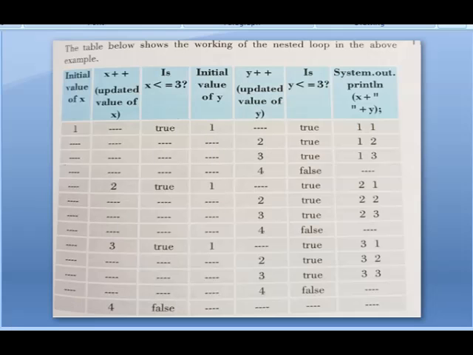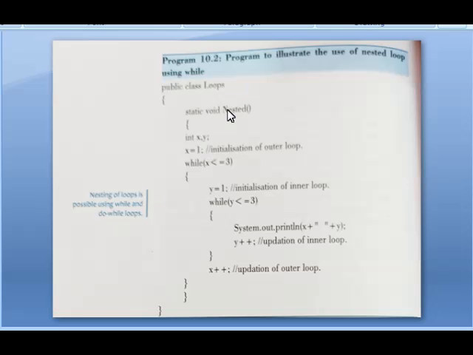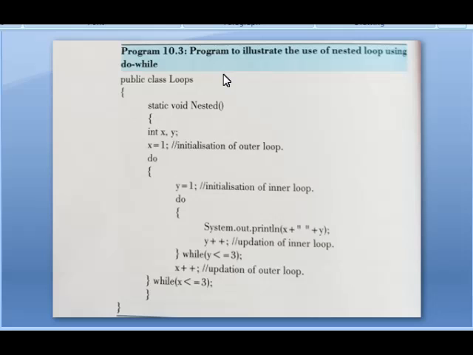Okay students, now we are going to see the nested loop by using do while loop. The previous program was using the while loop. Nesting of loop is possible using while and do while. Now we are going to see the nested loop program by using do while loop. In the do while loop, it will execute the process once before checking the conditions.